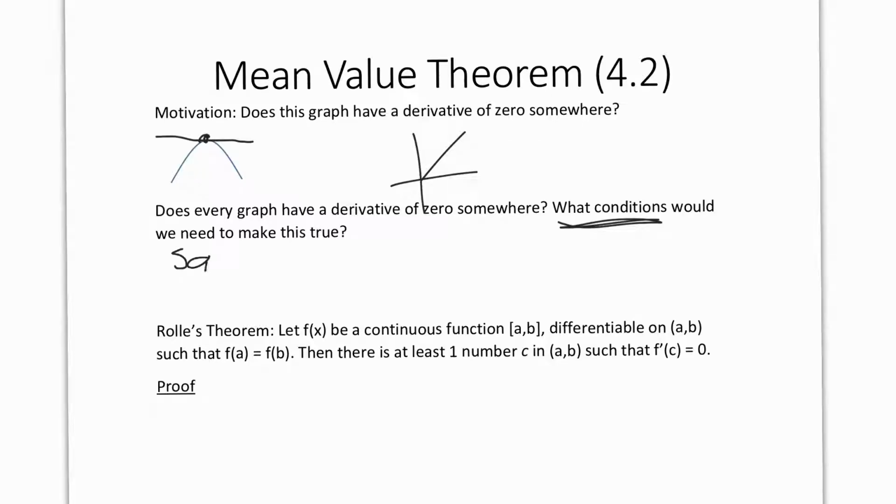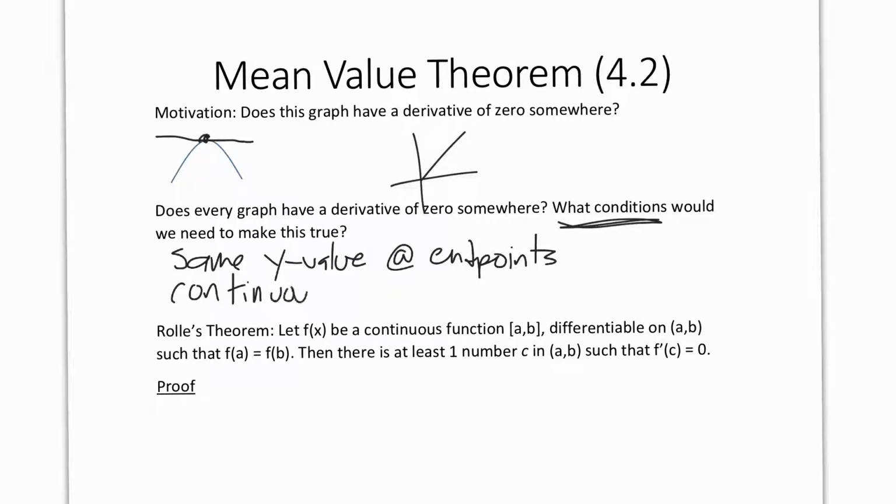So we have the same y value at the endpoints. We also notice, of course, that the graph is connected. It's continuous. And it is also differentiable. And in fact, if you have those three conditions, you can prove that the graph will always have a derivative of 0 somewhere. And this was discovered by someone named Rolle, so it's called Rolle's theorem.